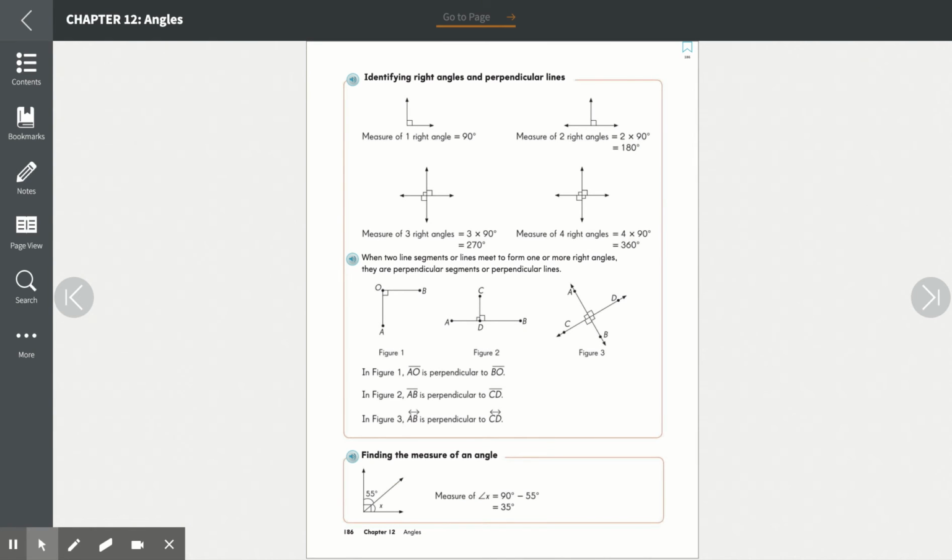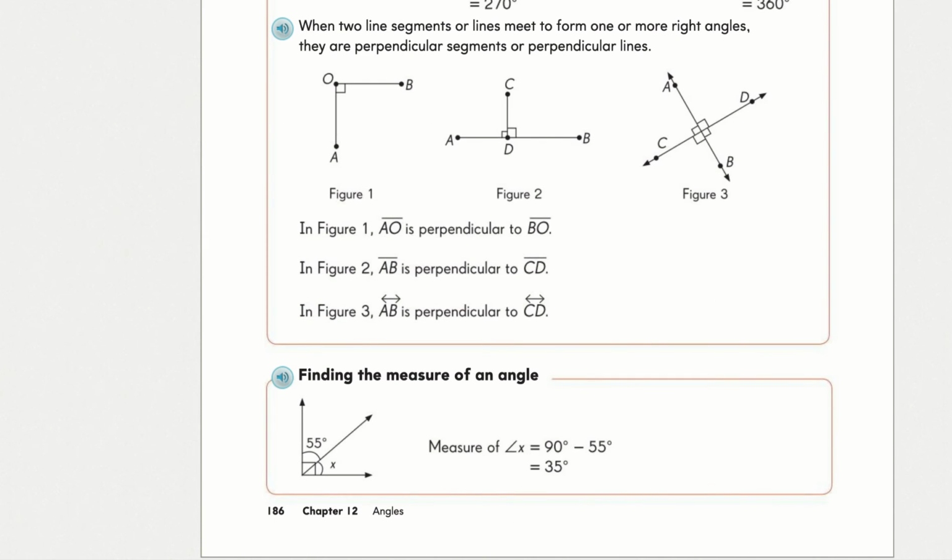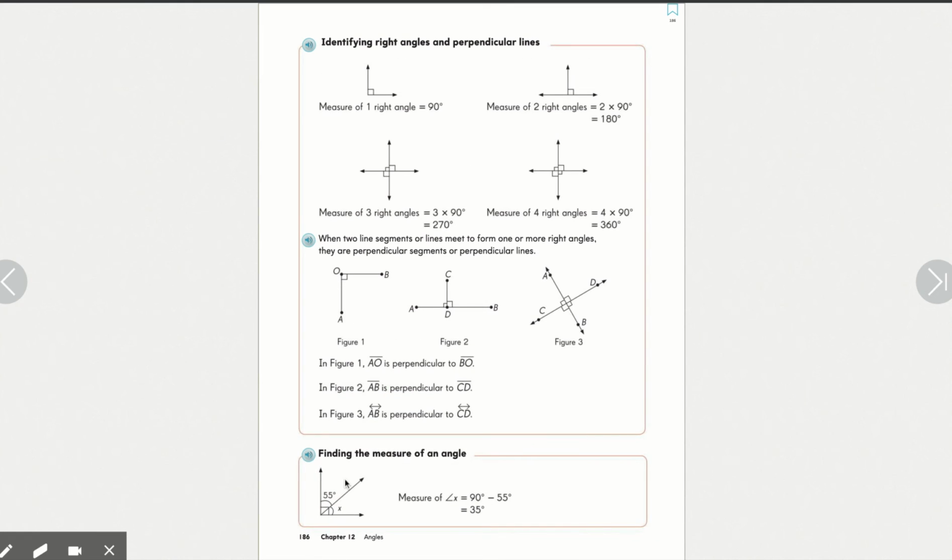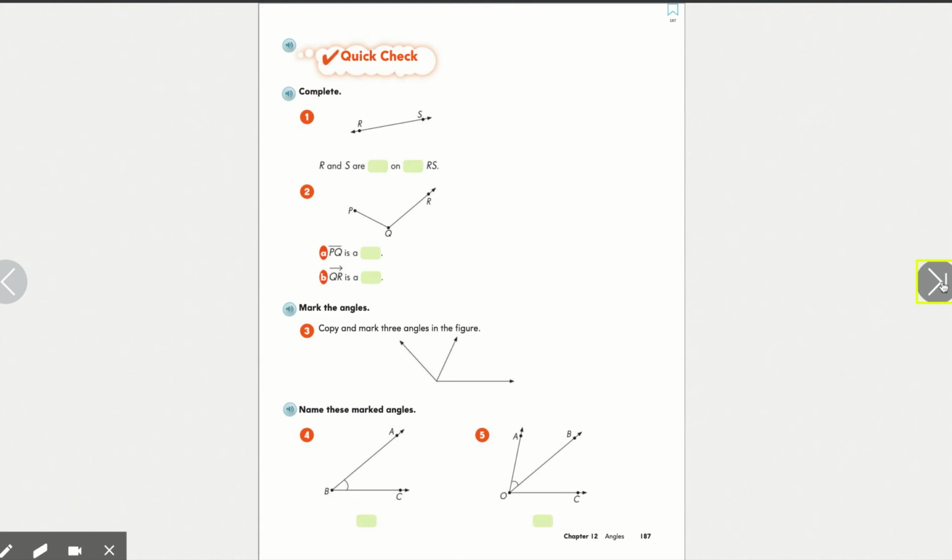You can also find the measure of an angle if you have a portion of an angle. So if we want to figure out the angle X right here, and we know that this is a 90-degree angle, we've got 90 degrees minus the 55 here, and the remainder is 35, so we know that angle X is 35 degrees, just with simple subtraction.